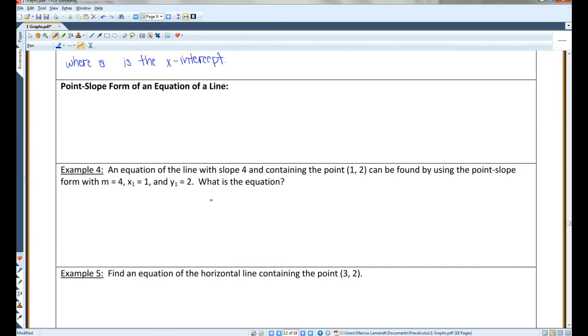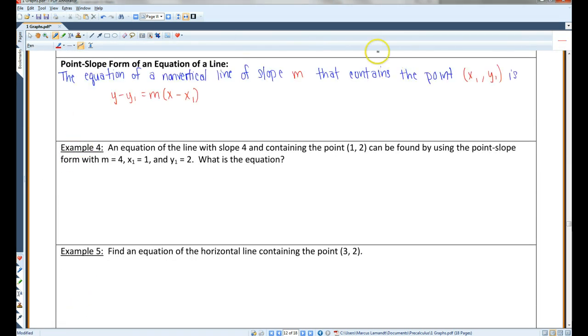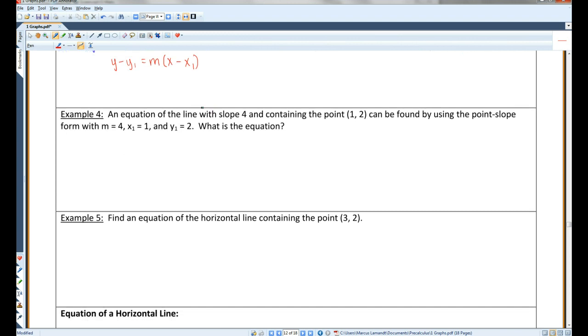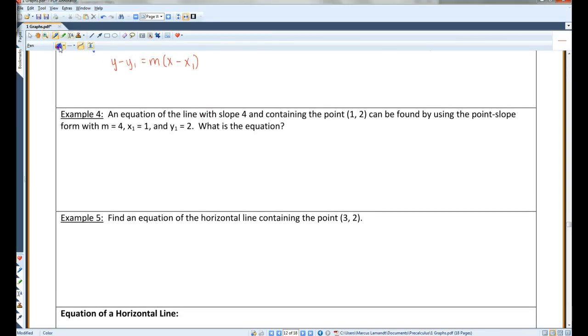All right, point-slope form of an equation of a line. The equation of a non-vertical line of slope m that contains the point (x1, y1) is y minus y1 equals m(x minus x1). Okay, so for example, an equation of the line with slope 4 and containing the point (1, 2) can be found using the point-slope form with m equals 4, x1 equals 1, and y1 equals 2.